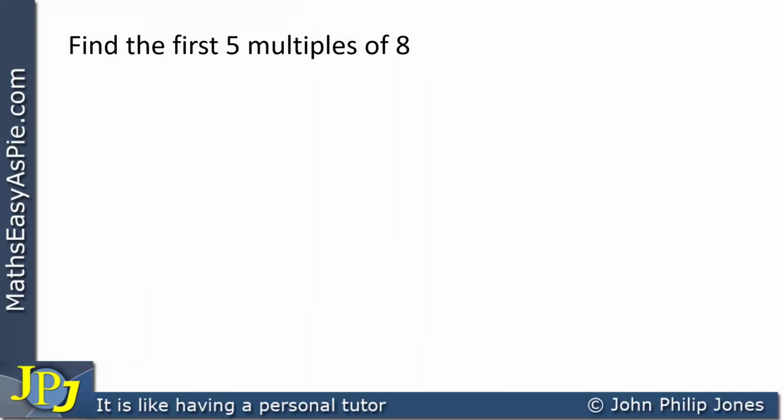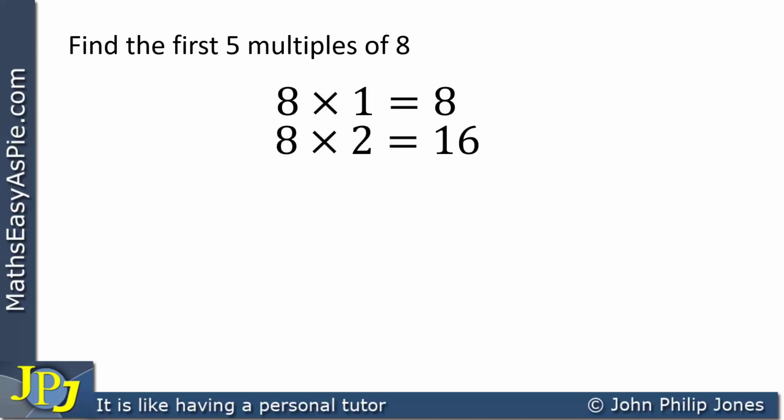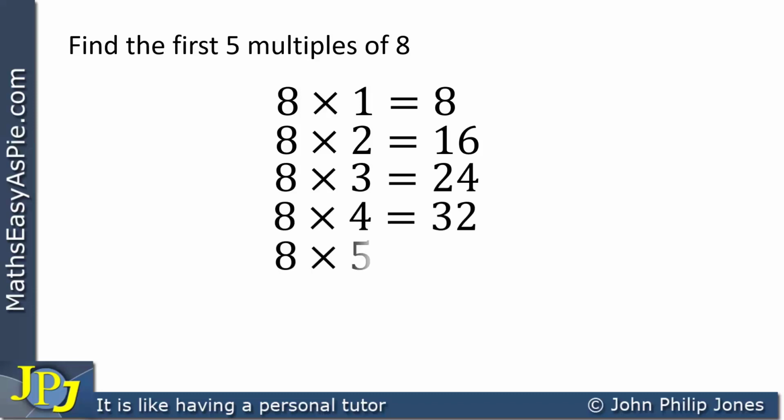So we'll start with this one, find the first 5 multiples of 8. And this is pretty straightforward. All you have to do is to write out the times table. So 8 times 1 is 8, 8 times 2 is 16. Continue doing that, as you can see, and eventually I'll come to this one, which is 8 times 5, which is 40. And if you look here, you can see you've got 5 numbers, and they are the first 5 multiples of 8. So we have 8, 16, 24, 32 and 40.